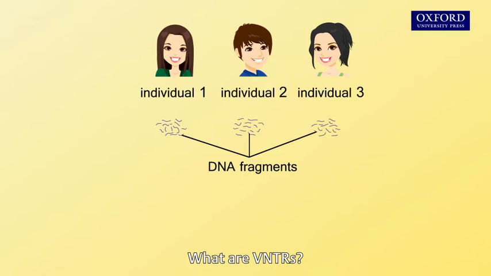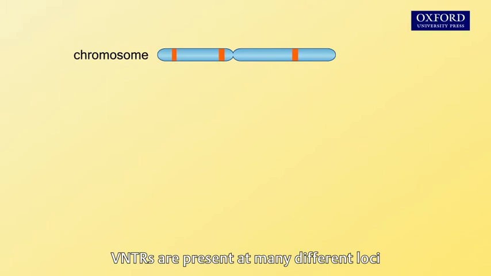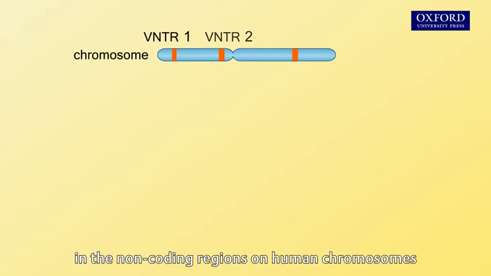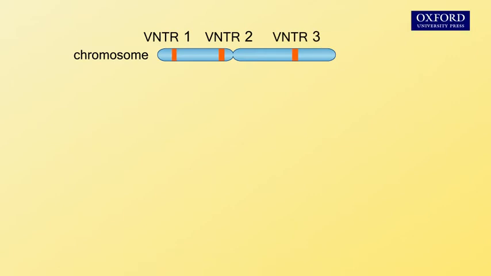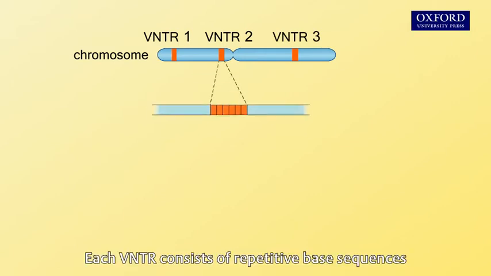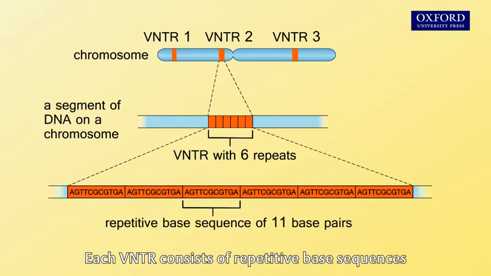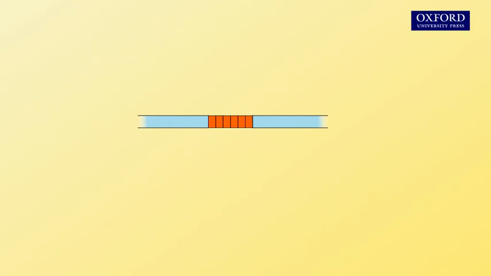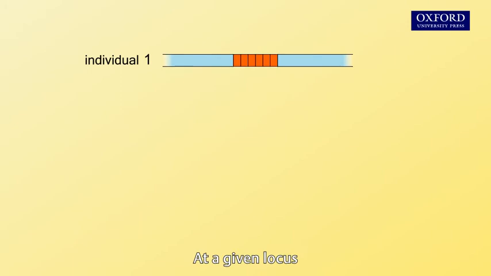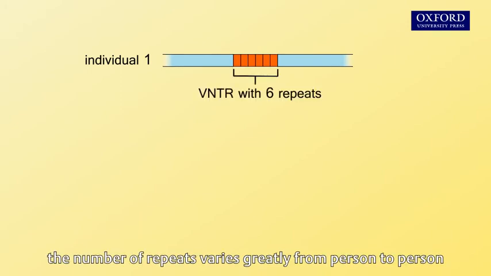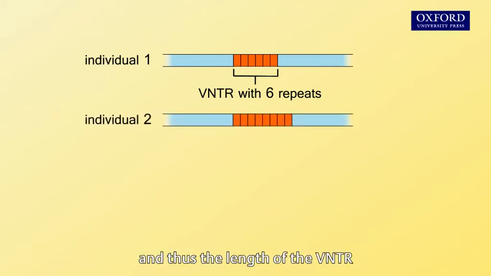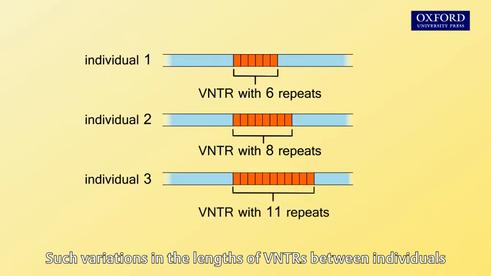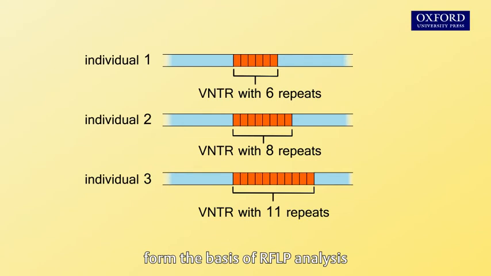What are VNTRs? VNTRs are present at many different loci in the non-coding regions on human chromosomes. Each VNTR consists of repetitive base sequences positioned one after another. At a given locus, the number of repeats varies greatly from person to person, and thus the length of the VNTR. Such variations in the lengths of VNTRs between individuals form the basis of RFLP analysis.